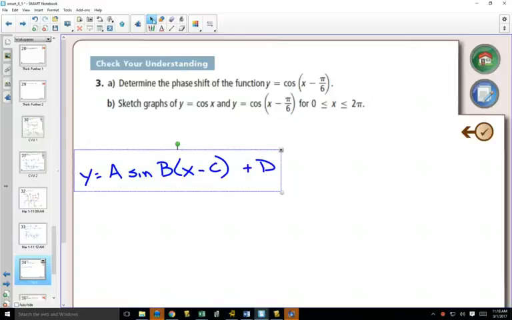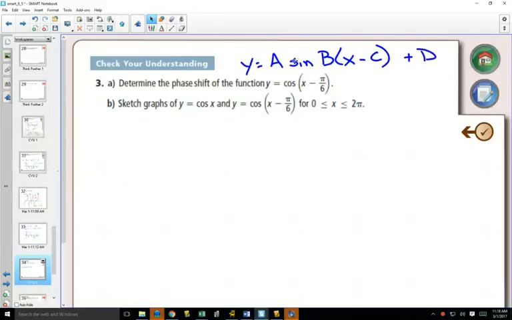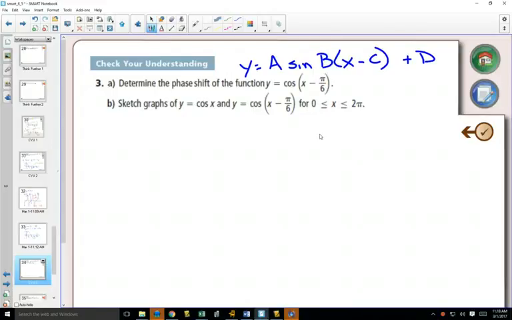So if we put this down again here, now we're going to be looking at what the c-value does. Now, a c-value is a shift to the left or to the right. And what we're going to learn as a shortcut for graphing sine and cosine is that your c-value is going to change where your graph starts.